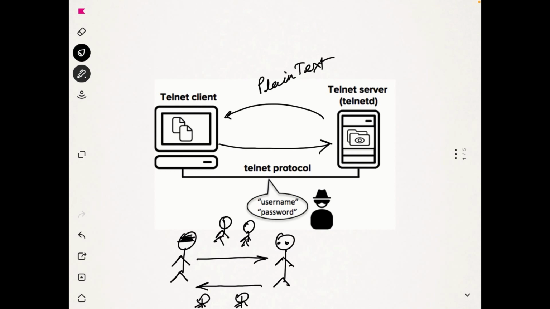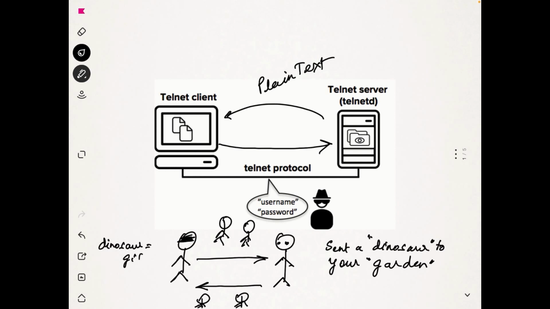For example, say the guy on the left wants to say something like, send a dinosaur to your garden. So this is the message the guy on the left sends to the guy on the right, and they have an agreement between them beforehand that dinosaur actually means gift, and garden actually means father. So they have exchanged the meanings of these words earlier, that this literally doesn't mean what it says, but we have a key here that only you and I know.